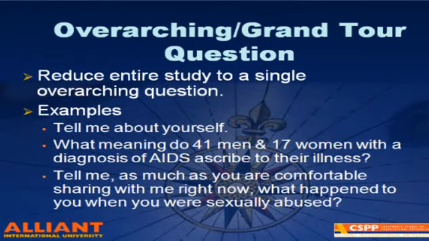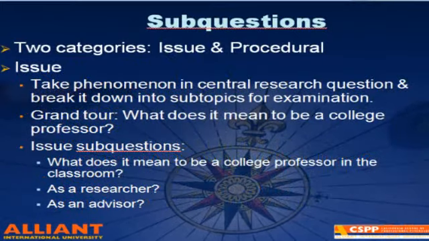So again, the grand tour reduces the entire study to a single question. Tell me about yourself. What is the meaning that 41 men and 17 women with a diagnosis of AIDS ascribe to their illness? Tell me as much as you are comfortable right now sharing what happened to you when you were sexually abused.